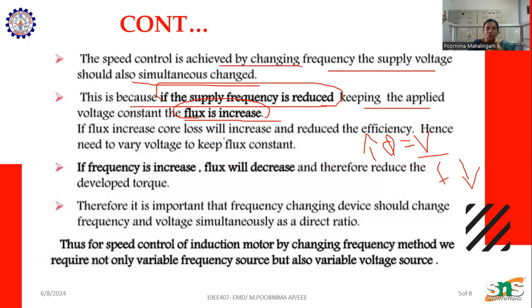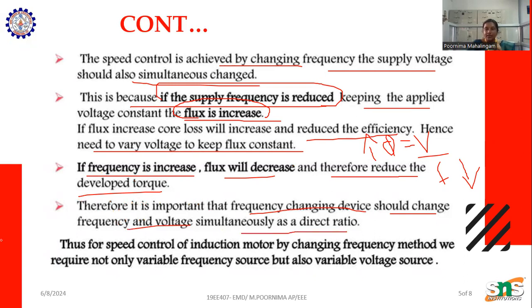If the flux increases, core losses will increase and reduce the efficiency. Hence, we need to vary the voltage to keep the flux constant. If the frequency increases, the flux decreases, and vice versa, and that reduces the development of torque. Therefore, it is important that the device changes frequency and voltage simultaneously in a direct ratio. Thus, for speed control of the induction motor by the frequency changing method, we require not only a variable frequency source but also a variable voltage source.